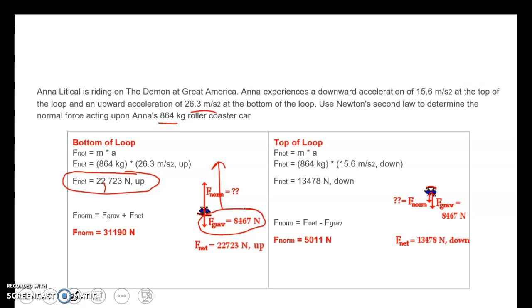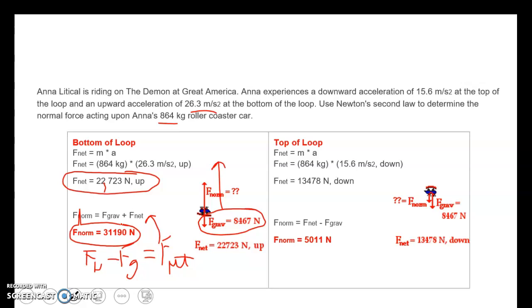So I know normal force minus gravity would be my net force, okay? And then I just solve that for normal force. It's just gravity plus net force gives me normal force. So I add my 22,723 plus 8,467, and I get a normal force of 31,190 newtons. At the top of the loop, our acceleration is a little less, actually quite a bit less.